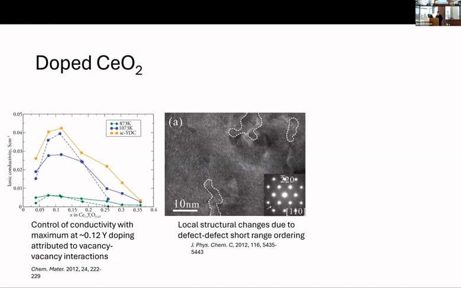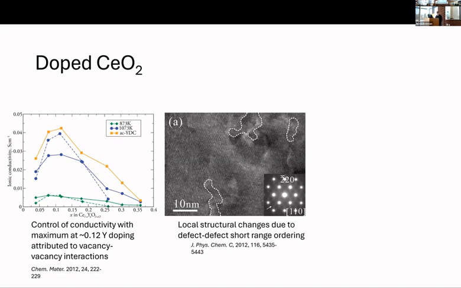Then here, also a yttrium doped study. One of the interesting things, which is also observed with gadolinium doping, is that you can see local structural changes, which is seen here in this TEM image. And again, this was attributed to the defect, and in this case, they observed short range ordering.